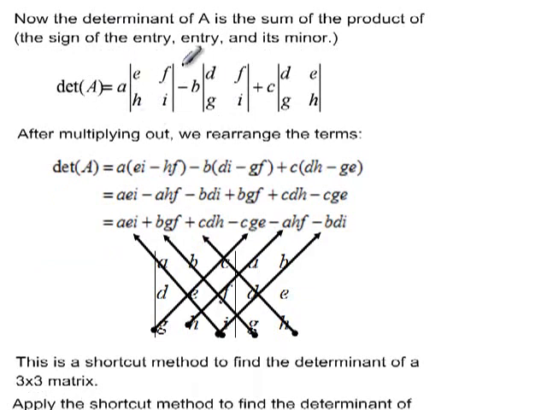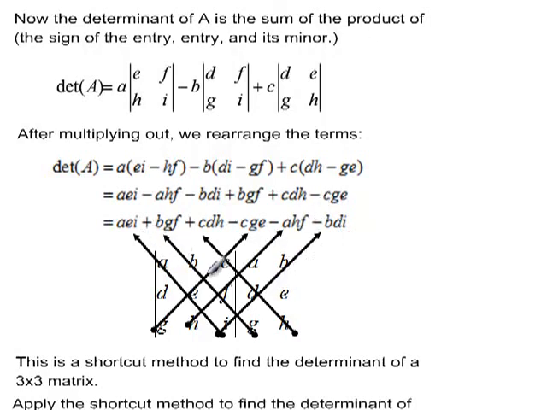So now we are going to expand the 2 by 2. So the determinant of A will be A times the quantity EI minus HF, minus B times the quantity DI minus GF, plus C times the quantity DH minus GE. And now we can distribute the A, B, C. So we have AEI, AHF, BDI, BGF, CDH, and CGE. And all I'm doing now is to simply group the 3 positive terms first, then the 3 negative terms. So I put AEI plus BGF plus CDH and minus CGE minus AHF and minus BDI.